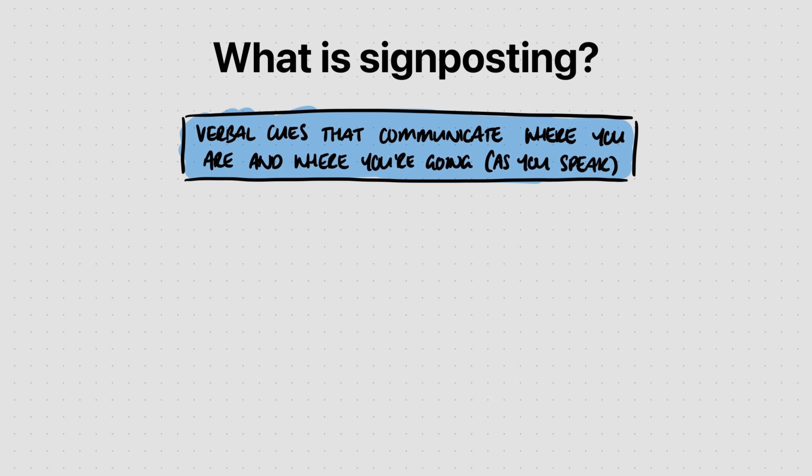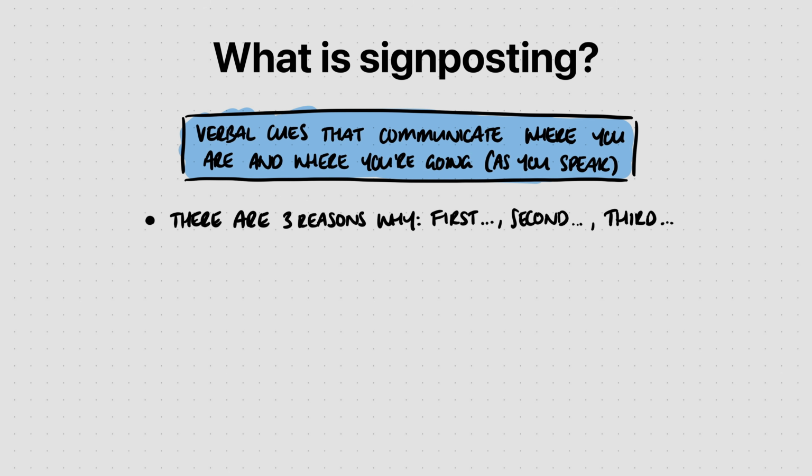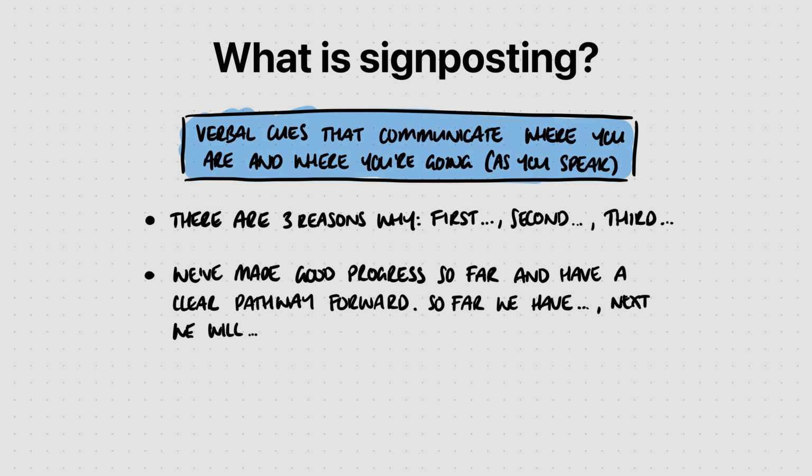It's so easy to get lost when you're trying to explain complex details to an executive, so you should use something called signposts. And signposts are basically verbal cues that explain where you are in what you're saying and what's about to come next. There are a ton of different ways that you can signpost. Some other examples are things like, there were 3 reasons why. First, second, third. We've made good progress so far and we have a clear pathway forward. So far with X and next we will Y.